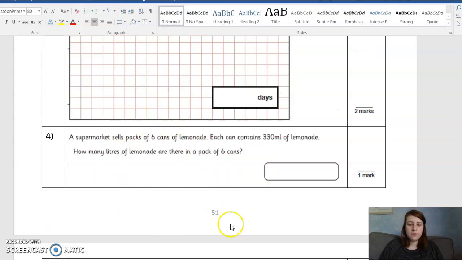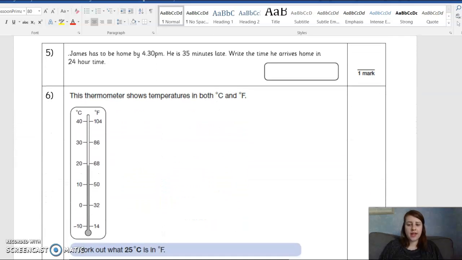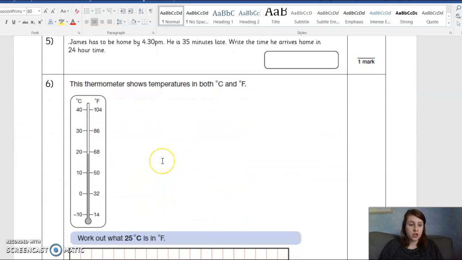Okay, so for Monday you do page 51 and 52, because it's going to go over. So if you do questions 4, 5 and 6, the next 3 questions following on from our unit measurements. So check back on Monday to check your answers and see what is next.